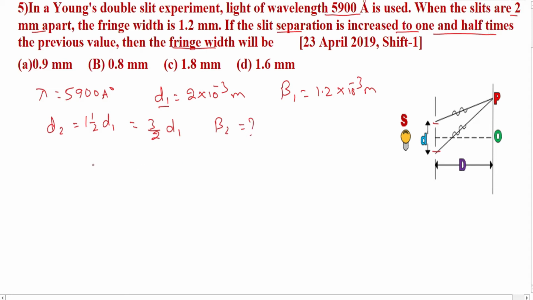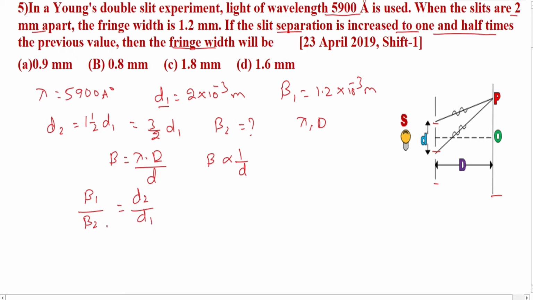We know the formula for fringe width as beta is equal to lambda into capital D by small d, where capital D is the distance between the slits and the screen. Now, if you observe both cases, it is clear that the values of lambda and capital D are constant. That means I can write that beta, the fringe width, is inversely proportional to d, the slit separation. Then I can write beta 1 by beta 2 is equal to D2 by D1.